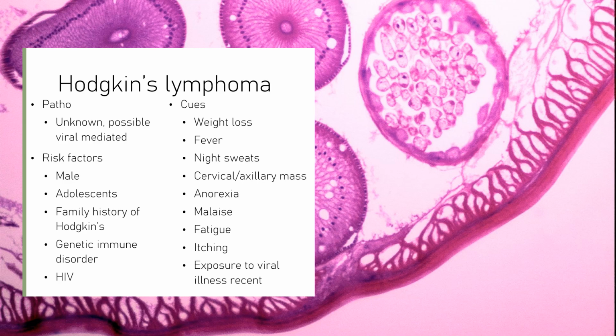The cues are weight loss, fever, night sweats, and these are severe night sweats. Like not just a little sweaty in the middle of the night. They wake up drenched. Cervical or axillary masses because it's in the lymph and the lymph nodes. Anorexia, malaise, fatigue, itching, and a recent exposure to a viral illness that was pretty severe.